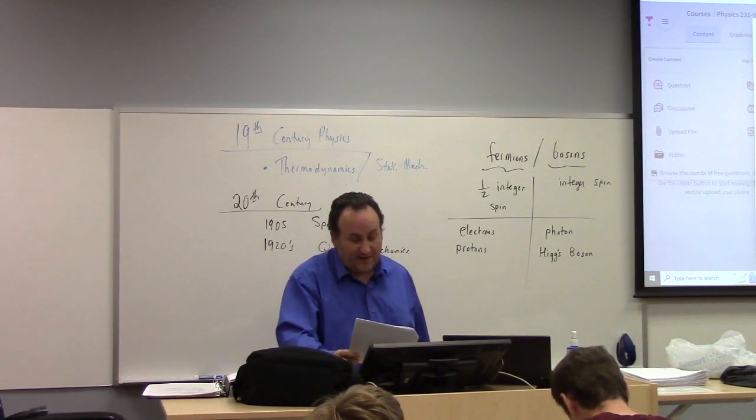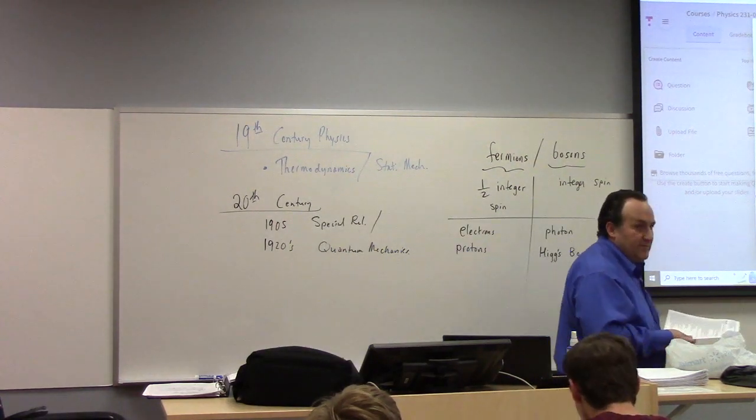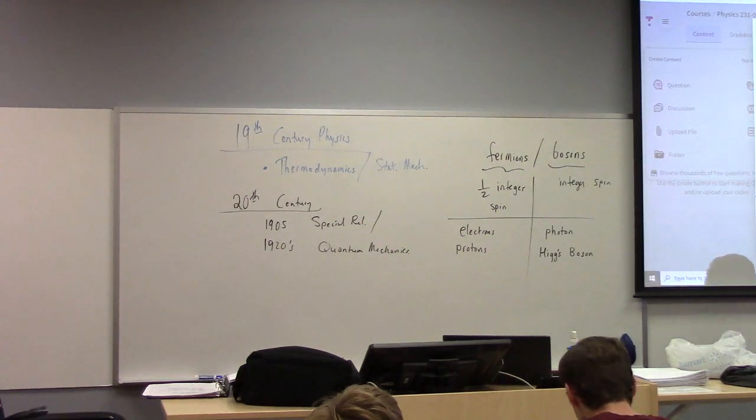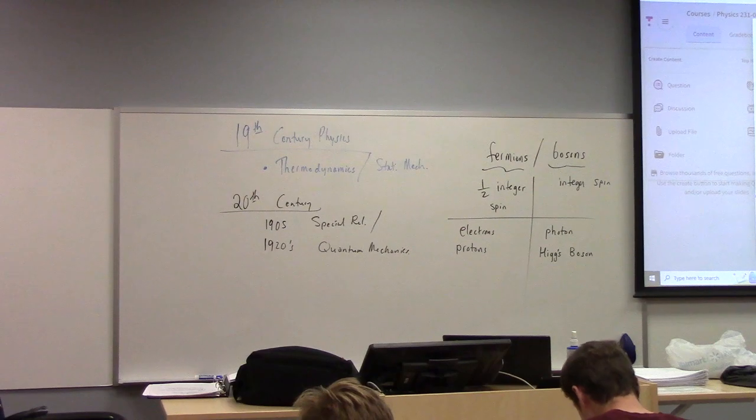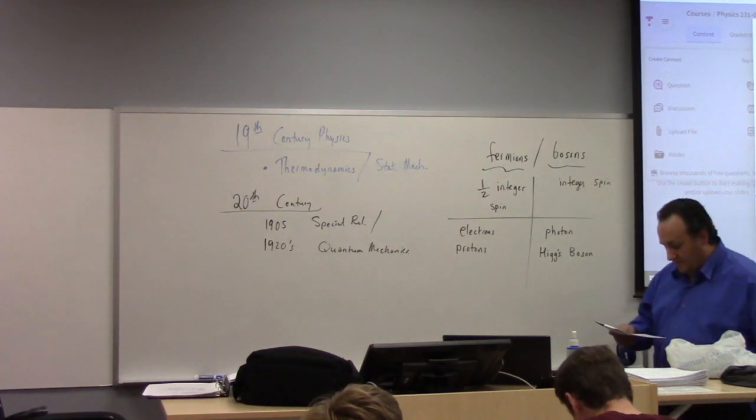Let's see here. In 1928, Paul Dirac proposed the antiparticle. So you guys have heard of antimatter, right? That was proposed in 1928. It was first discovered in 1932. Also in 1932, a fellow named James Chadwick discovered the neutron.